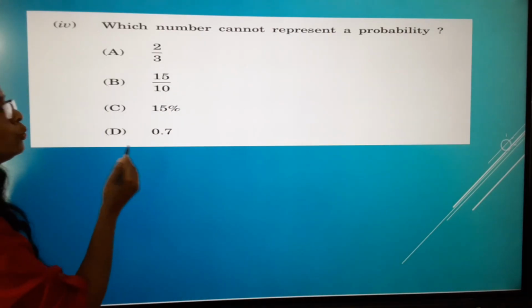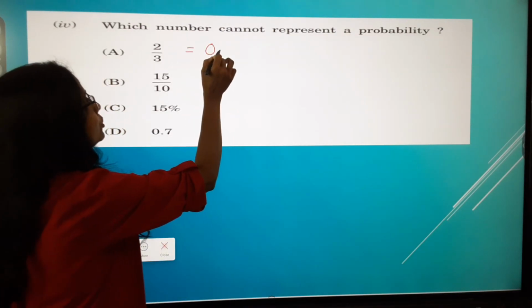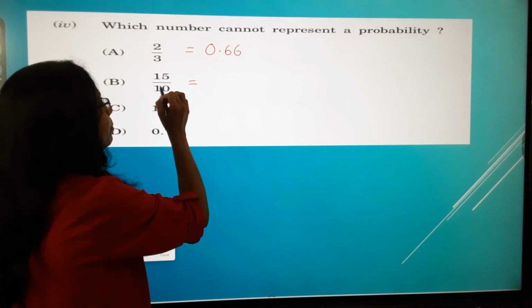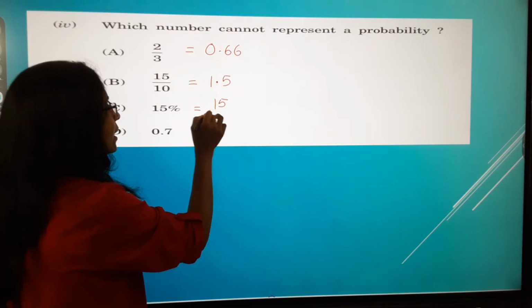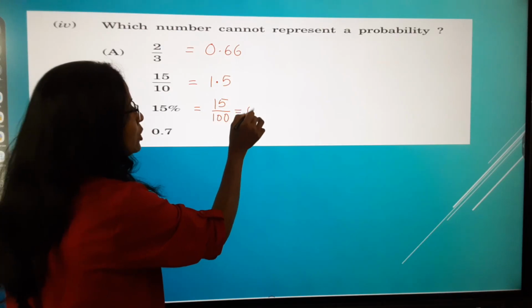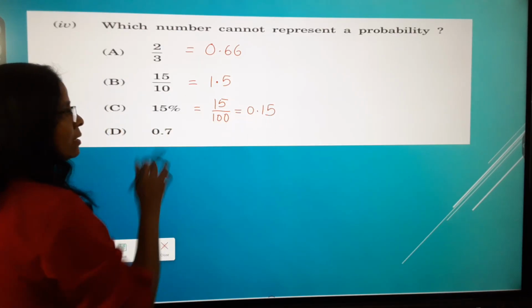See here, 2 upon 3, the value of 2 upon 3 is equal to 0.66. Here 15 upon 10, that means 1.5, and here the 15%, that means 15 upon 100, which is equal to 0.15, and the 0.7.